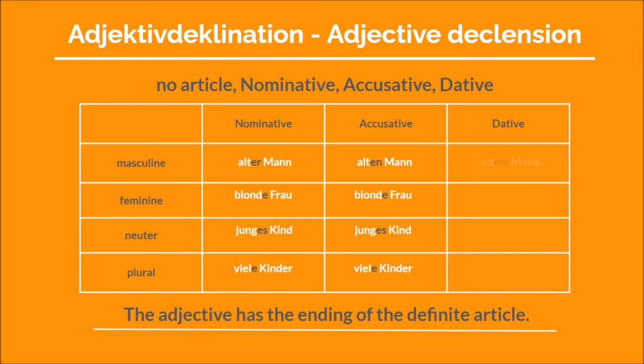And dative. Altem Mann, dem Mann. Blonder Frau, der Frau. Jungem Kind, dem Kind, vielen Kindern, den Kindern. Let's practice it.